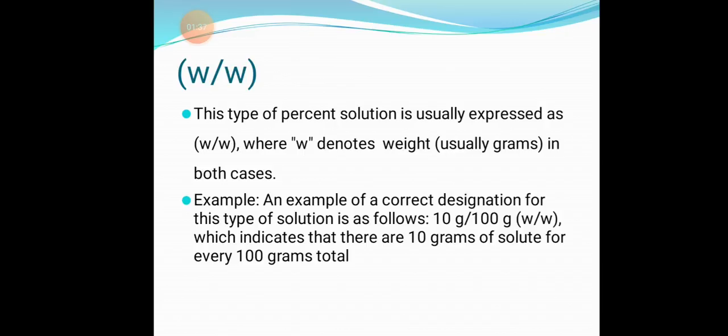This type of percent solution is usually expressed as W by W, where W denotes weight, usually grams, in both cases. An example of a correct designation for this type of solution is 10 grams by 100 grams, which indicates that there are 10 grams of solute for every 100 grams total.